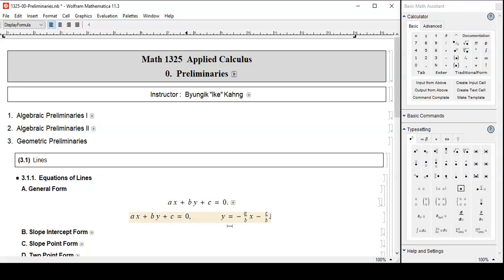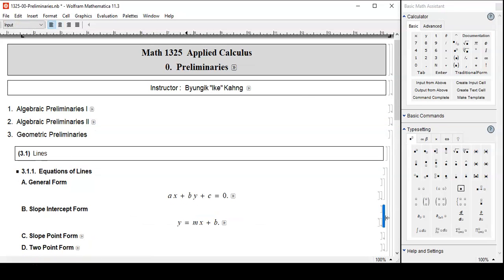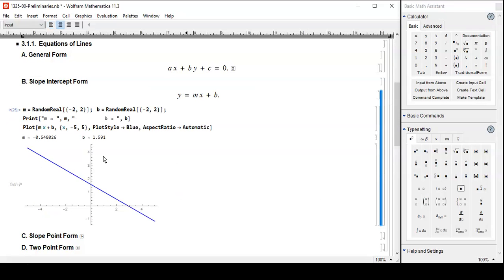Anyway, if you get this, so that y equals this number times x plus that number like this, then that is called the slope-intercept form. This number is called the slope, and this number here is called the y-intercept. Here's a visualization. So m is, in this case, negative 0.548 something, and b is 1.591.